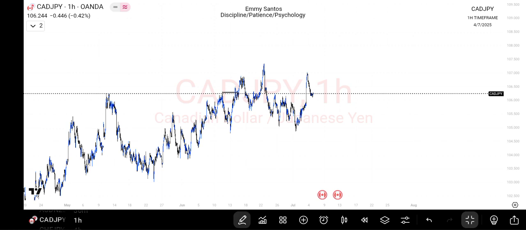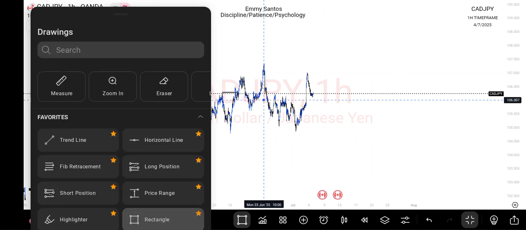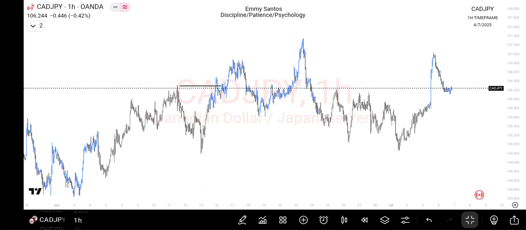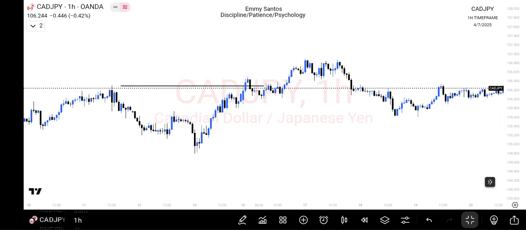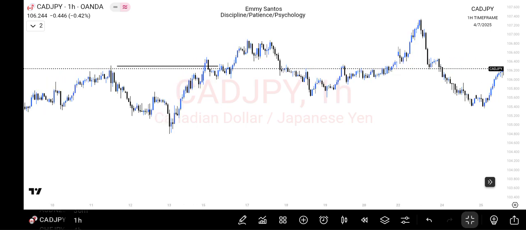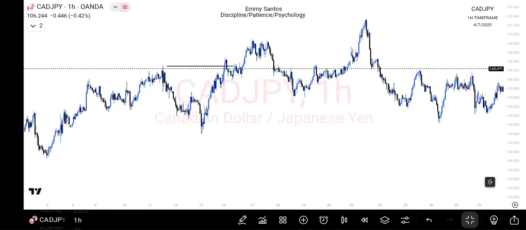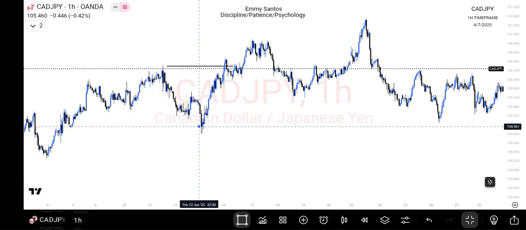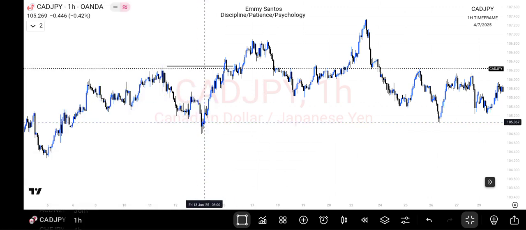Then this was where I marked my POI. Why did I mark it as my POI? Let me make it clear for you guys, please. I don't want anybody to be left out. Why did I mark that as my POI? I marked that as my POI because I noticed there was an impulsive move down at this point.